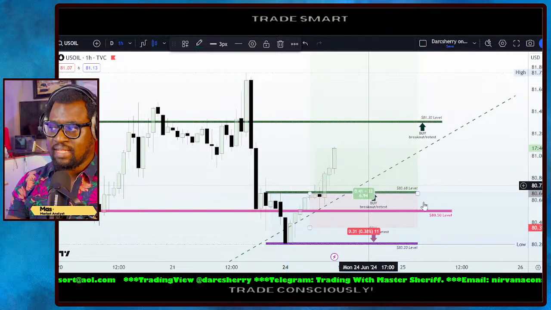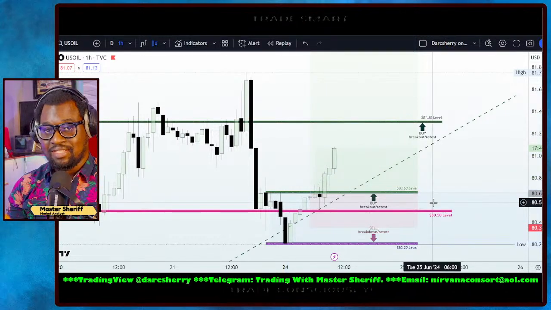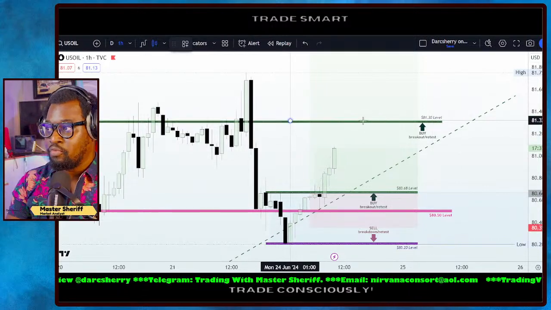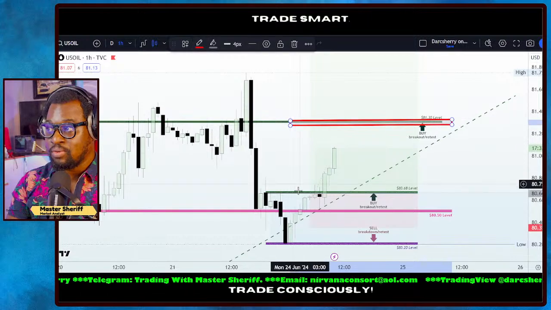So let's see if that is going to be the case. And if it doesn't happen, then we are going to be looking forward to the breakout retest of the $81.30 level to continue the uptrend move.